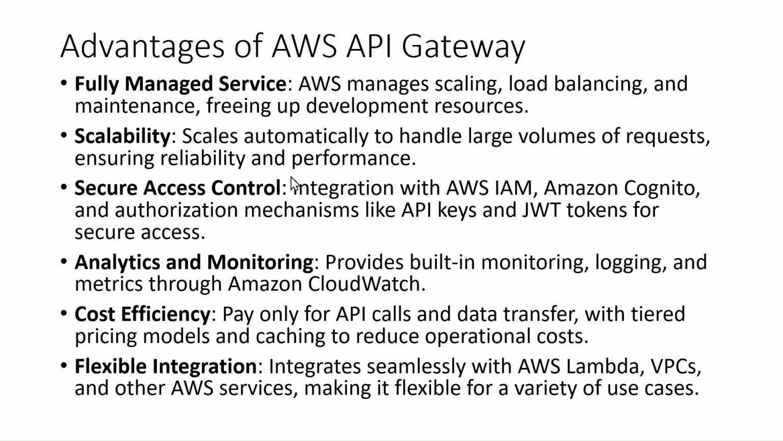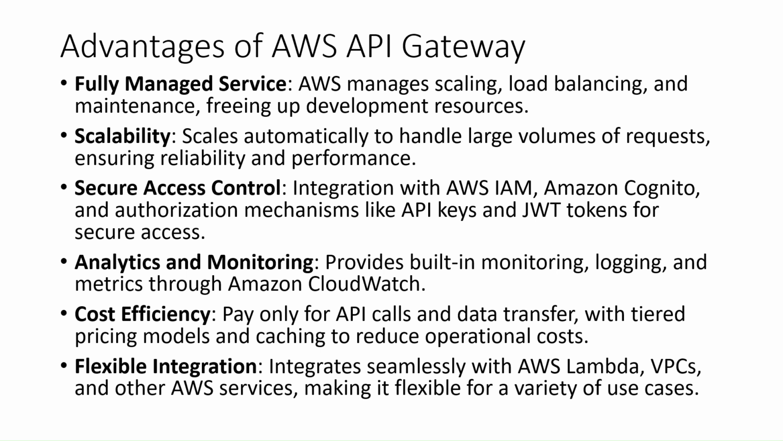And we have some advantages of going with AWS API Gateway. It's a fully managed service. AWS manages scaling, load balancing, and maintenance, freeing up the development resources. If multiple requests are coming frequently, in that case you need to configure an independent load balancer if you are not going with the AWS API Gateway, or if you are trying to deploy your application manually. Fine. When it comes to AWS API Gateway, they provide even the load balancer. So that is what they are telling.